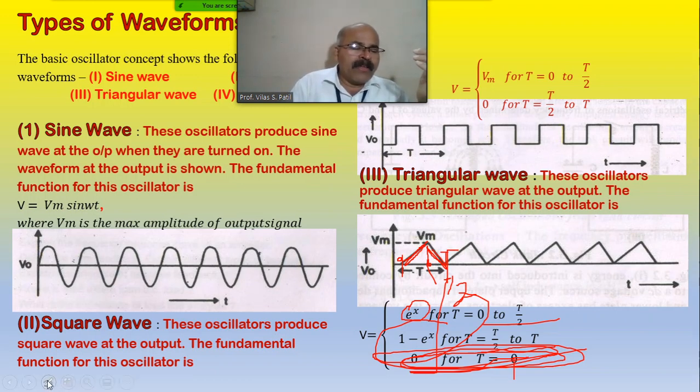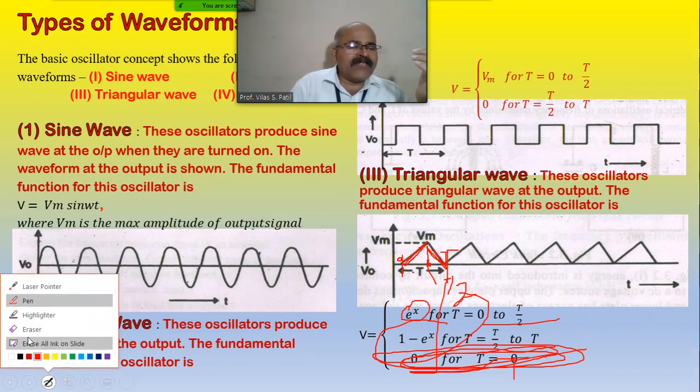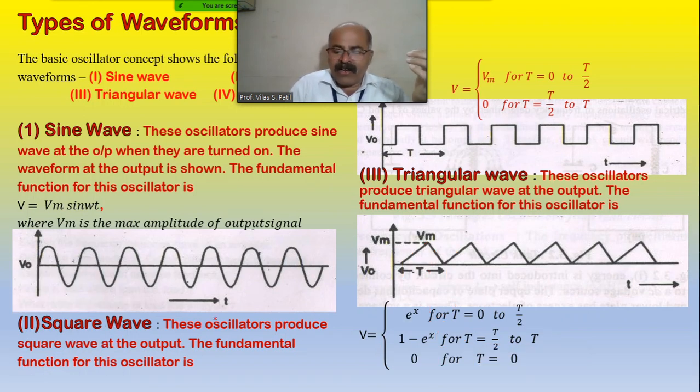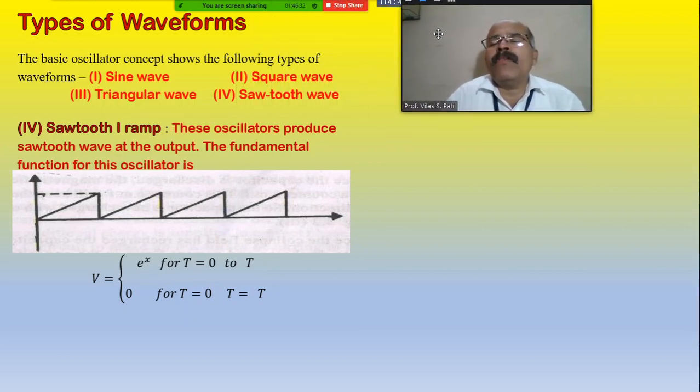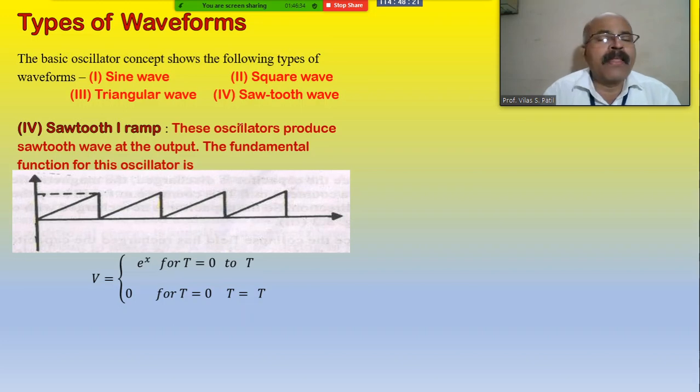In this way, we have to see the last waveform. Which waveform is that, friends? The last waveform is the sawtooth waveform. In the sawtooth, one part is increasing and the other is directly perpendicular.